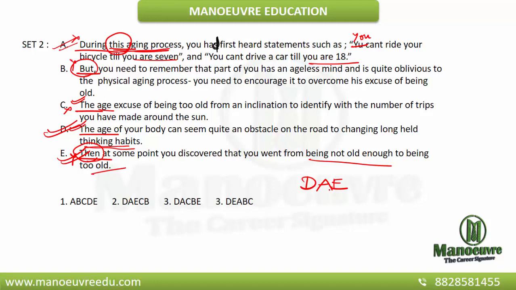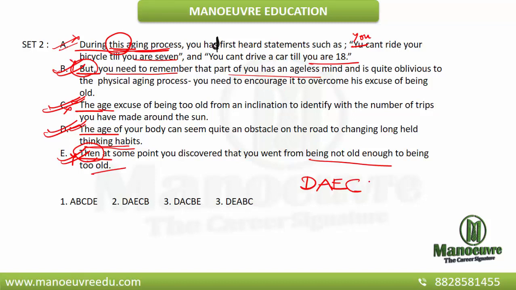Now let us see which can be the next statement here. The age excuse of being too old from an inclination to identify with the number of trips you have made around the sun. Now this statement is going to be the next statement, statement C, and last but not the least, statement B is going to be our ending sentence. But you need to remember that part of you has an ageless mind and is quite oblivious to the physical aging process. You need to encourage it to overcome this excuse of being old, right?